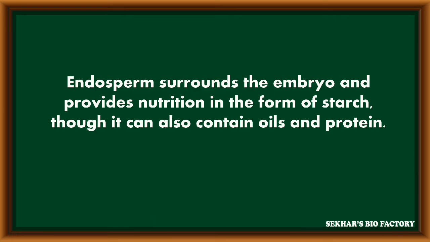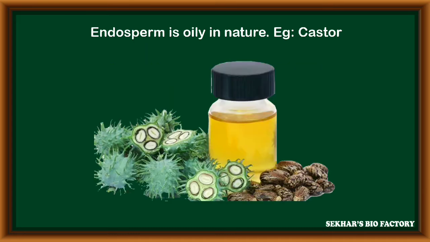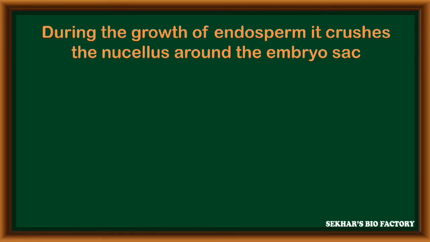Endosperm is present around the embryo to provide nutrition during development. It provides food materials in the form of starch. Sometimes it contains oils and proteins. The endosperm is starchy in rice seeds and oily in nature in castor seeds. Endosperm having proteinaceous structures is proteinaceous in nature in most of the cells.